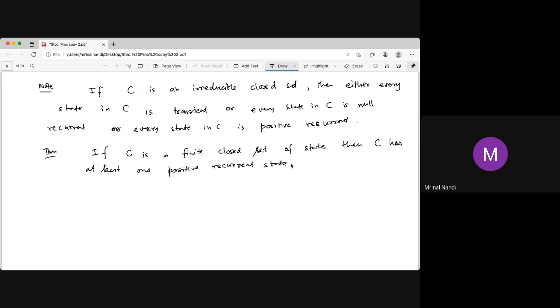If C is a finite irreducible closed set, then all states are positive recurrent. And it is obvious because it is finite, so every state is visited infinitely many times, and not only that, as n tends to infinity, this cannot go to 0, because for large n the state must also be somewhere in the finite set.